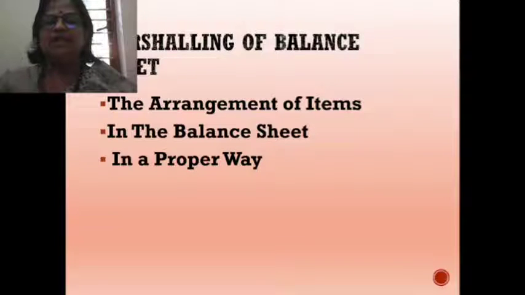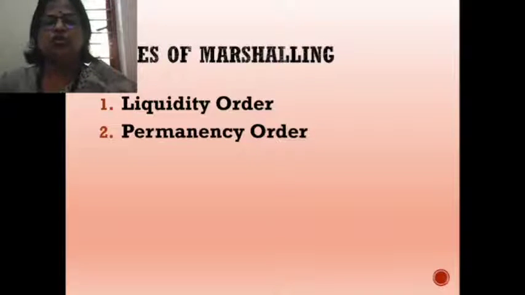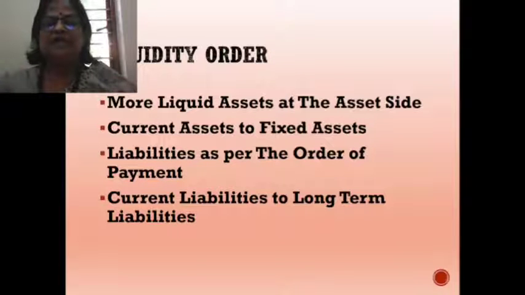There are different methods; especially, I can tell you that there are two methods of arranging items in the balance sheet. So marshalling of that we are going to see in detail in the next slide. What you have to remember is the arrangement of items in a balance sheet in a proper way. The proper way is the two methods we are going to learn, that is called the marshalling of balance sheet. So there are two types of arranging items in the balance sheet. One is liquidity order, second is permanency order. Now we will see these in detail.